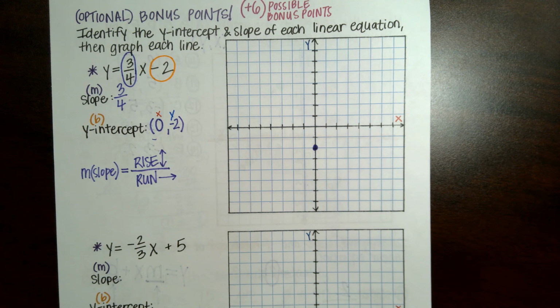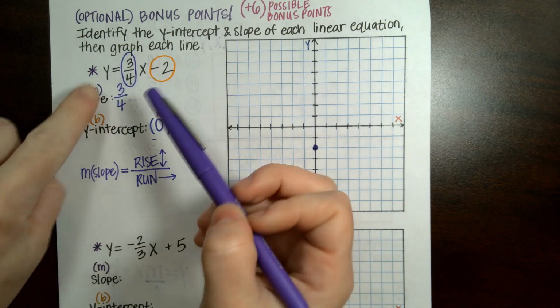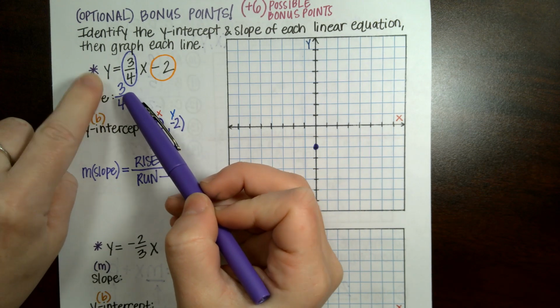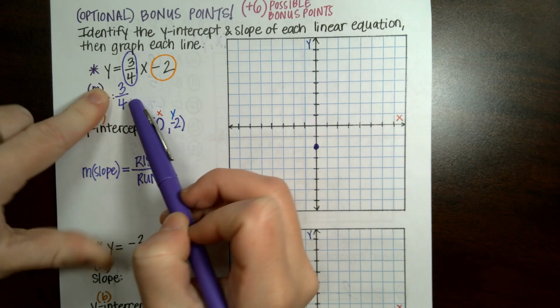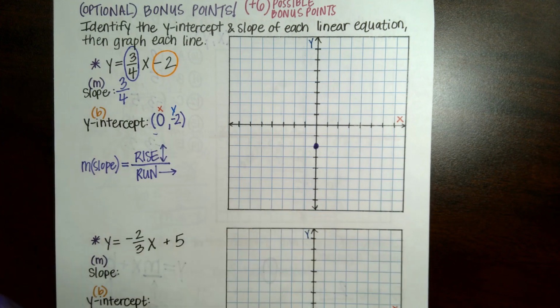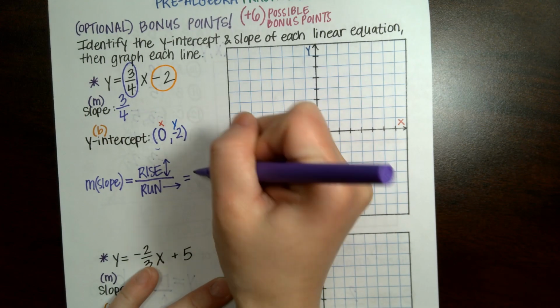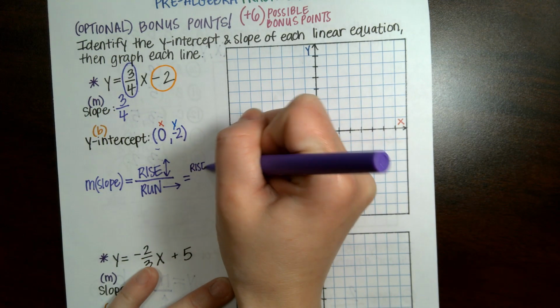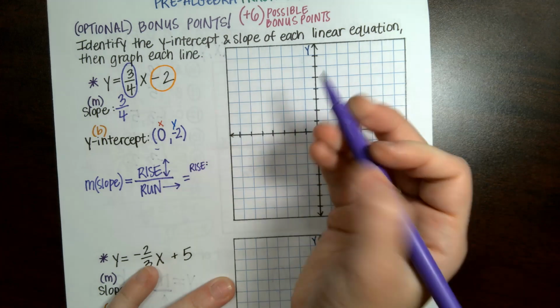You guys remember? We're going to go up 3, sorry, that's okay. We're using our slope to find the second point. So remember, our slope is rise over run. Our rise is 3.